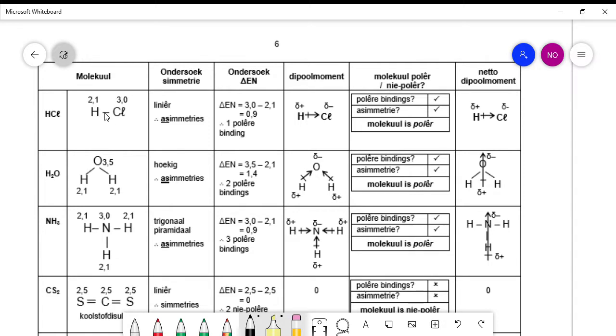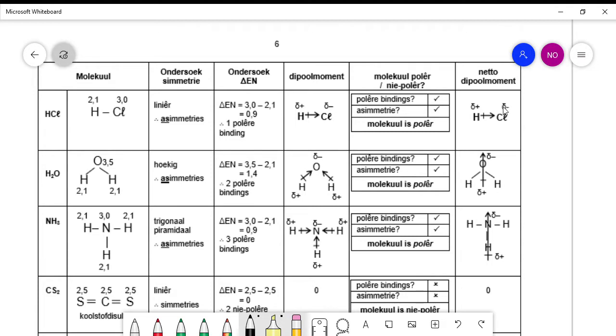HCl, do you agree the shape is linear but it's not symmetrical? Okay? Then we do the calculation and we say it's 0,9. That is on the edge. It's a polar bond. In other words, polar bond, asymmetrical, polar molecule.